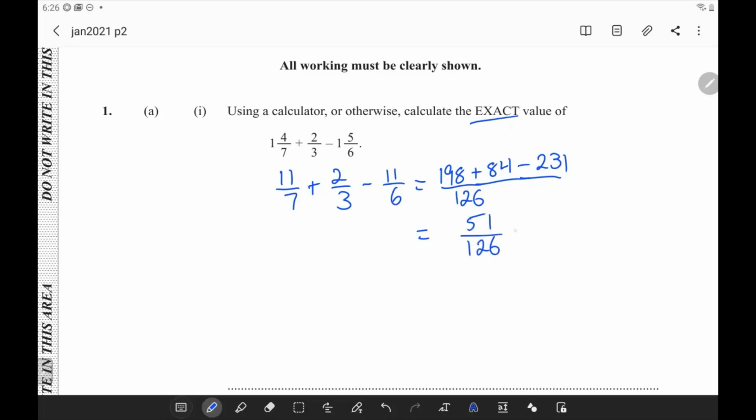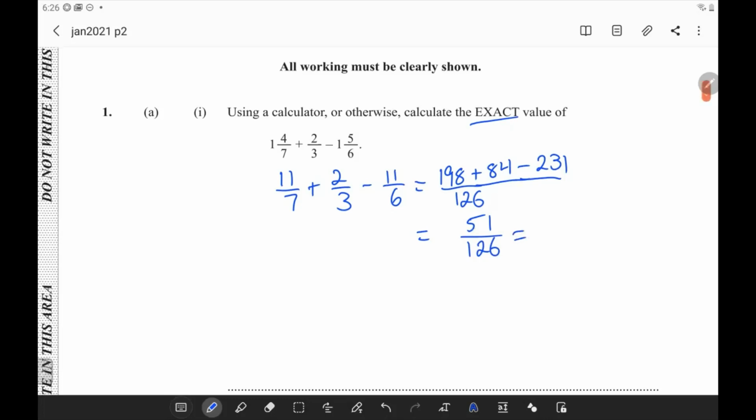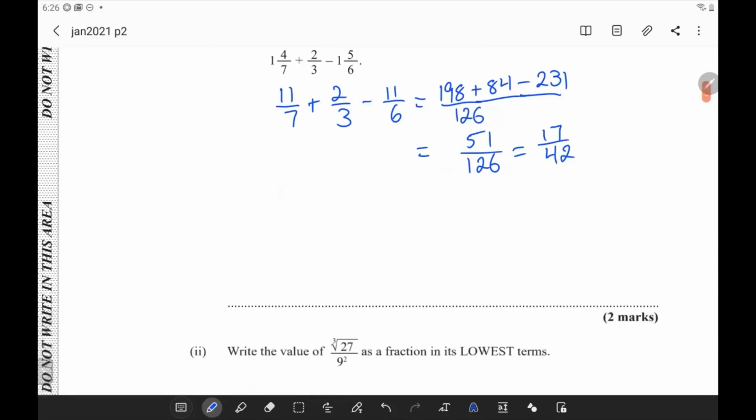And this is interesting because they are both divisible by 3. So we can divide 51 by 3 and get 17. And dividing 126 by 3, we get 42. And I believe this is in its simplest form. So that is the answer for the first one.